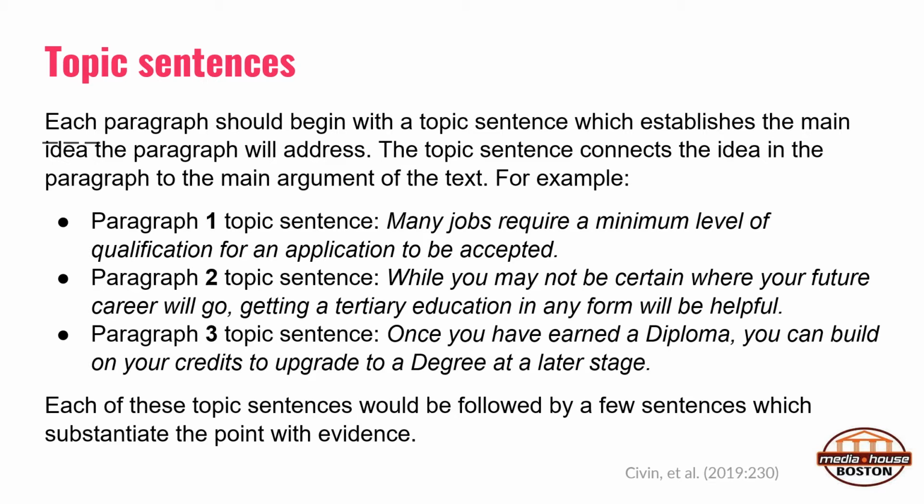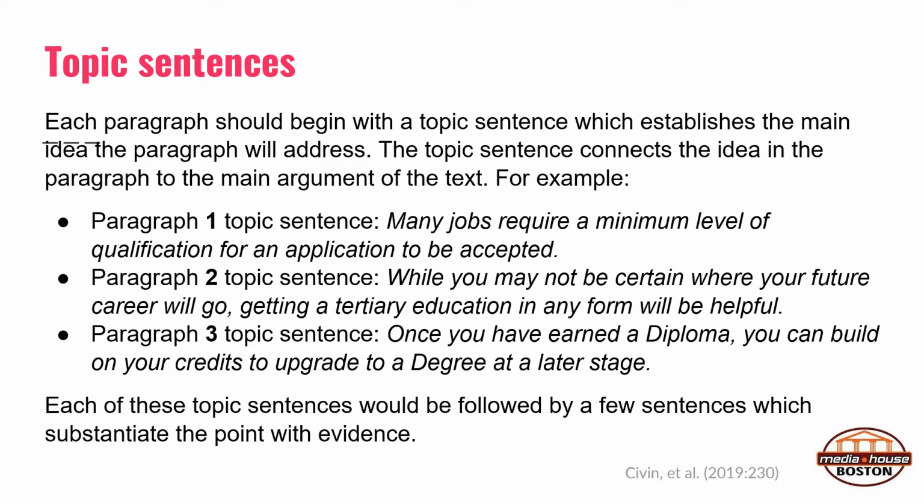So for instance, if you are writing a convincing, persuasive piece of writing, trying to get somebody to register for a tertiary course at Boston Media House, your first paragraph could have the topic sentence, many jobs require a minimum level of qualification for an application to be accepted. After you've written that topic sentence, you would substantiate that claim using evidence. So you could say, in a survey of this many job ads in the media industry, this many required a minimum level of tertiary education, just for the application to be accepted.